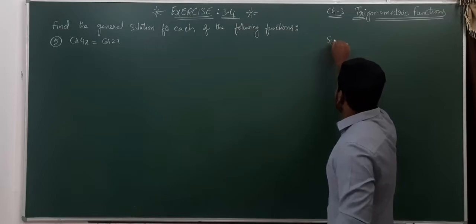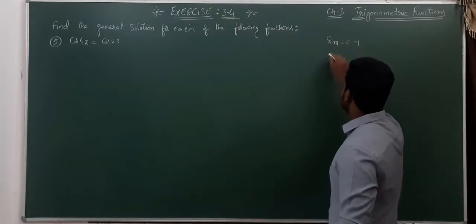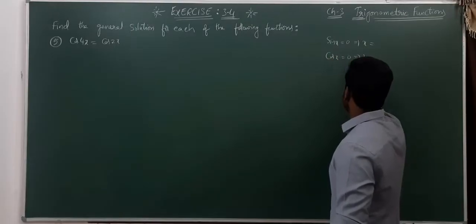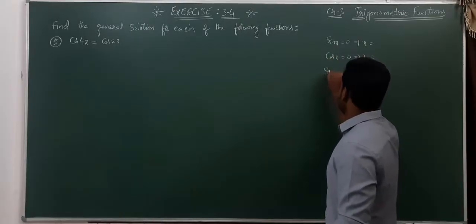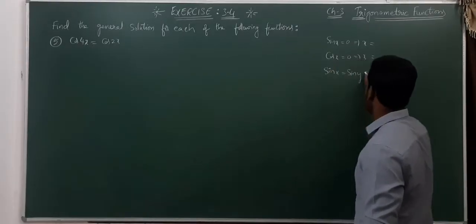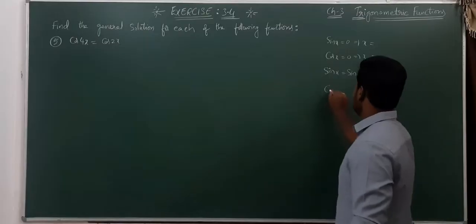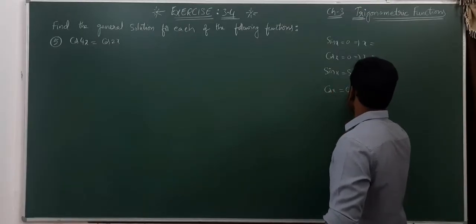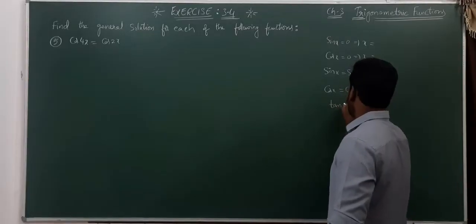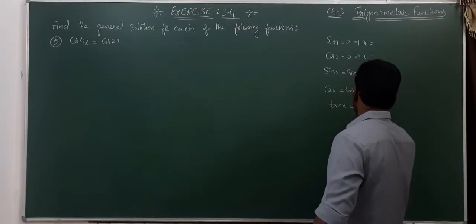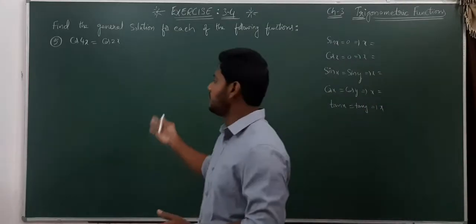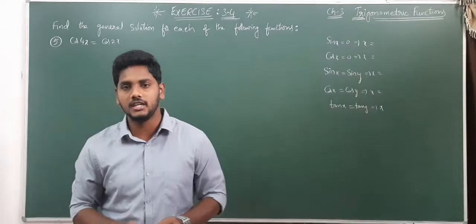Those are: sin x equal to 0, then what is x? Cos x equal to 0, then what is x? Sin x equal to sin y, then what is x? Cos x equal to cos y, then what is x? Tan x equal to tan y, then what is x? If you remember these, it is very easy to find the general solutions of the given trigonometric equations.